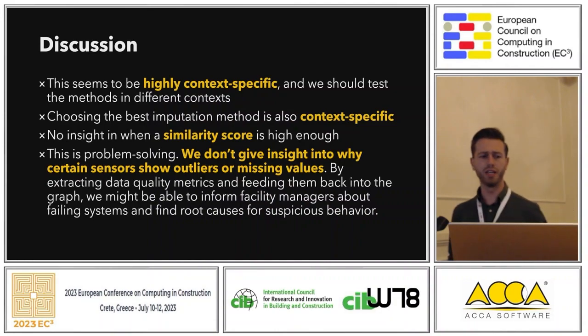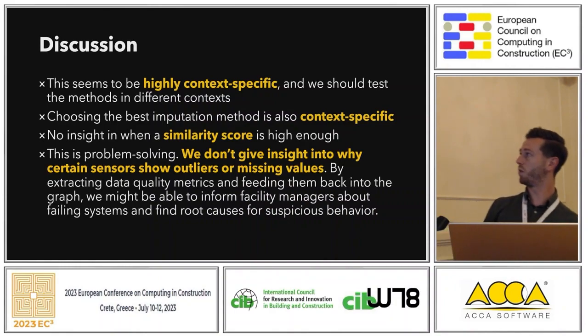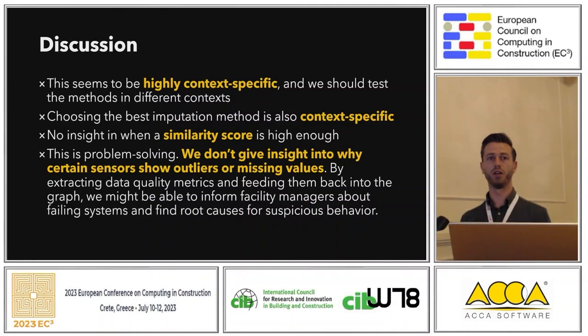We don't give any insight in the similarity scores. So we now just took the best one, but we tried it for temperature sensors and for luminance sensors, and for a wider range. There are always different similarity scores that pop up, and we don't really know which is the value that is acceptable. We also don't give insights in why certain sensors show outliers or missing values. I think that this is maybe the next stage. If we can extract these data quality metrics and feed them back into the graph, we might be able to inform facility managers to find the root causes of failing systems.